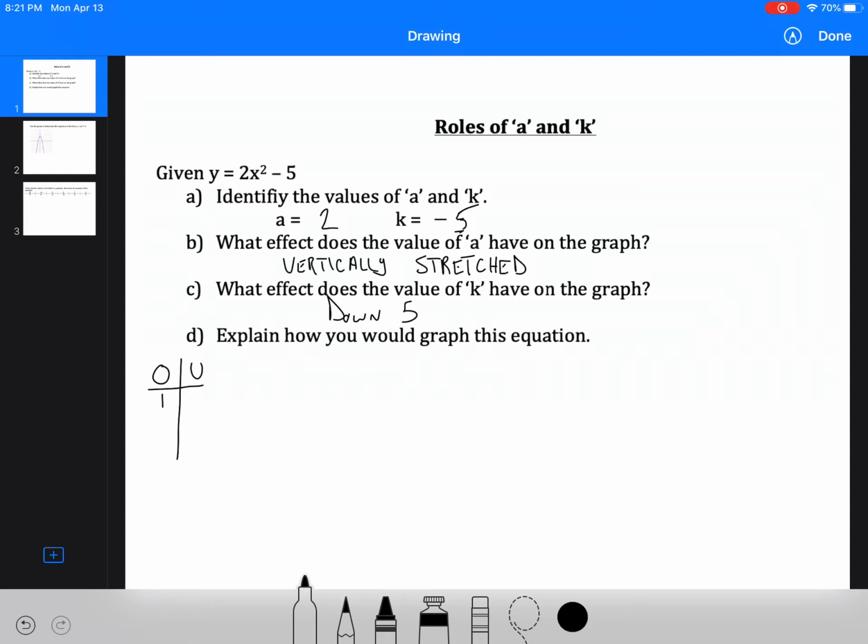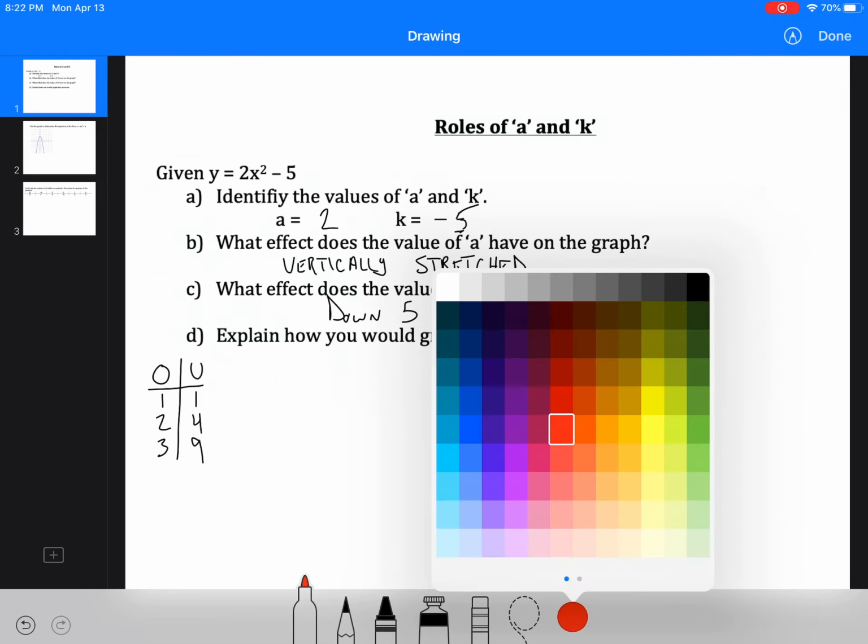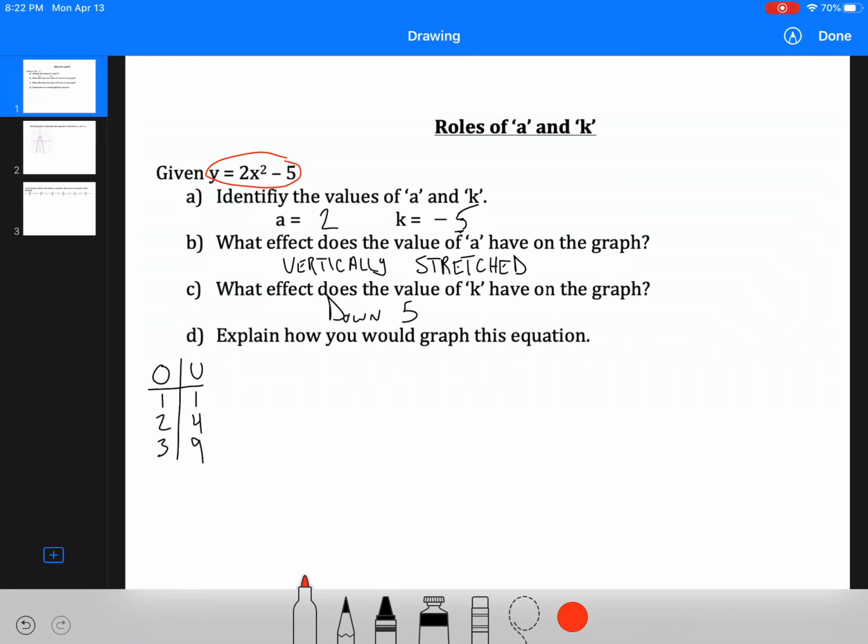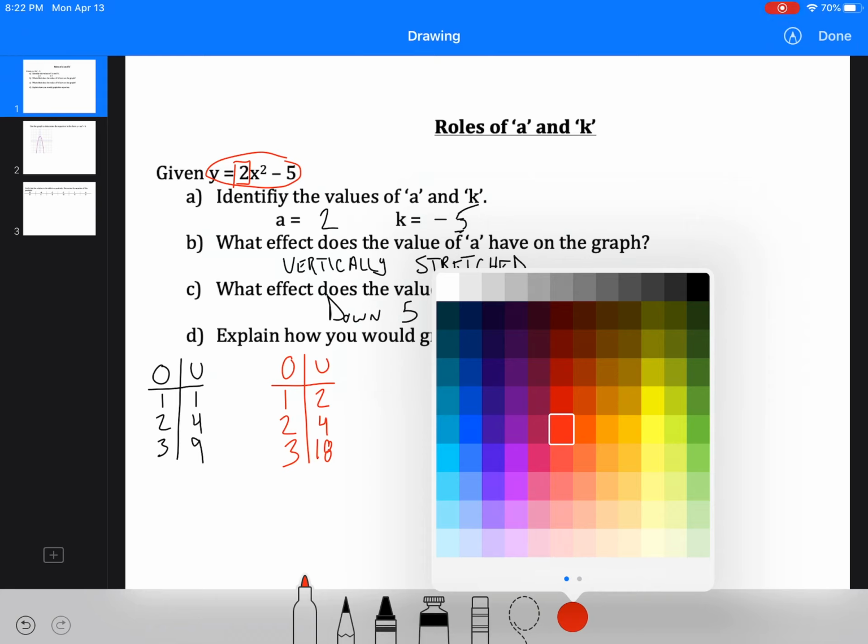What I'm going to explain is an over and up chart. Normally we would go over 1, up 1, over 2, up 4, and over 3, up 9. We're always starting from the 0, 0 spot. In this new graph, what our over and up chart looks like is we're going over 1, 2, and 3. That hasn't changed. But we're going up 2, up 4, and up 18.